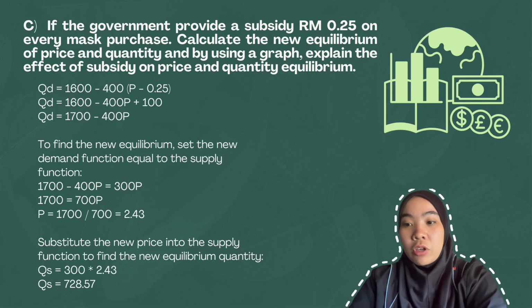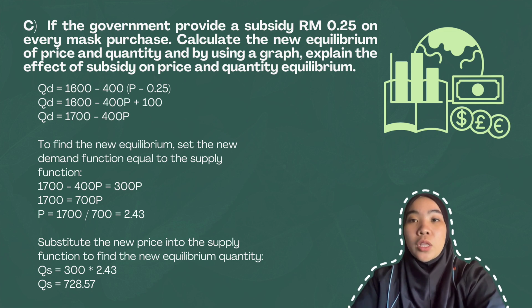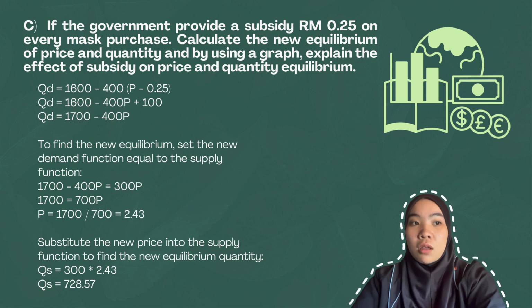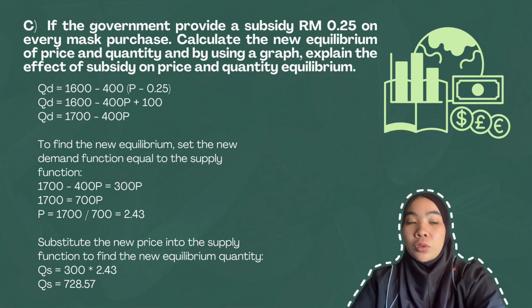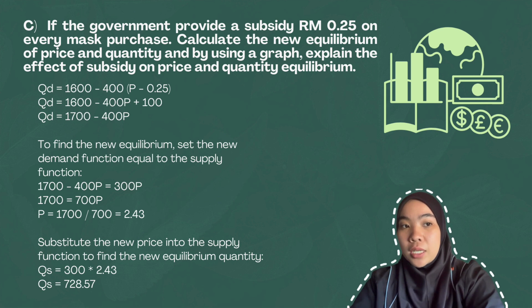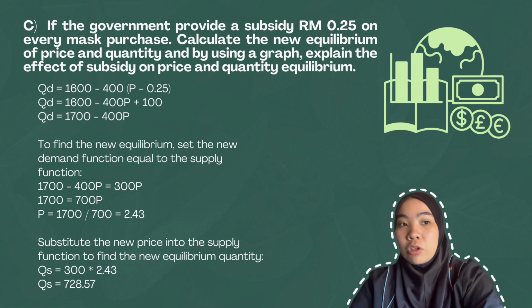So we should find the new equilibrium using the subsidy the government provides. First, calculate QD with a formula. For example, QD equals 1600 minus 400 multiplied by (P minus 0.25). So we get QD equals 1600 minus 400P plus 100. We get the 100 from 400 multiplied by 0.25. So the new QD is 1700 minus 400P.